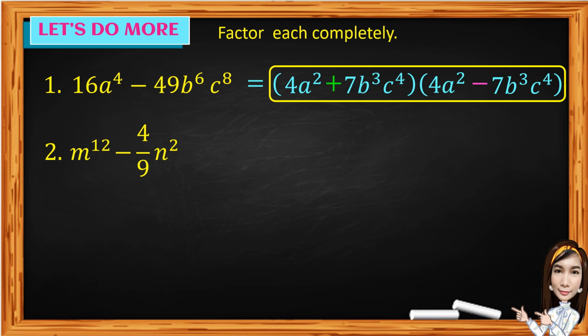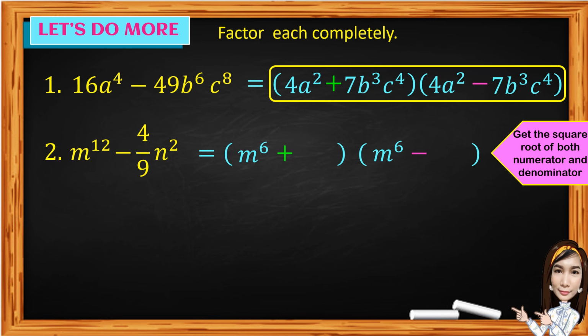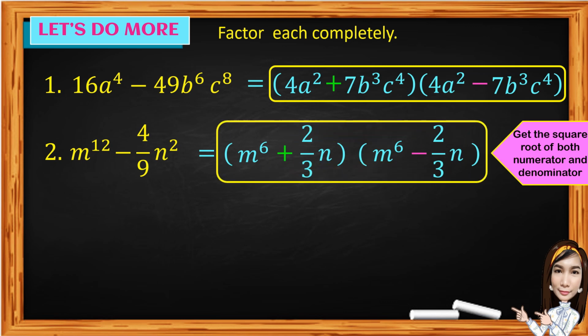Next, we have the second one, m to the 12 minus 4 over 9 n squared. So again, write it as a product of sum and difference of two terms. So first, get the square root of m to the 12, we have m to the 6th. Now, if the given is a fraction, we're going to get the square root of both numerator and the denominator. So, square root of 4 is 2, square root of 9 is 3, and square root of n squared is n. So, the factor is the quantity of m to the 6th plus 2 over 3n times the quantity of m to the 6th minus 2 over 3n.